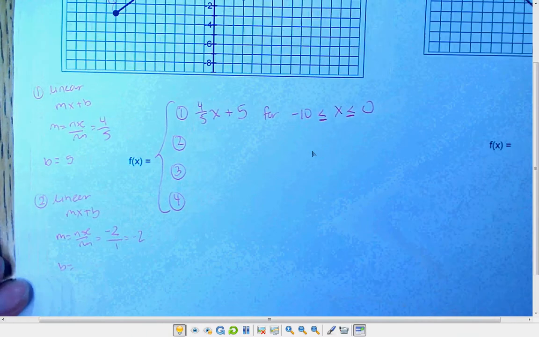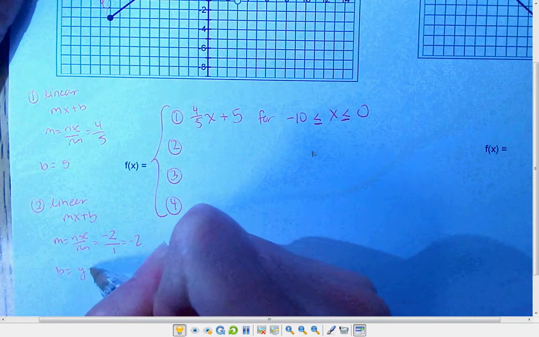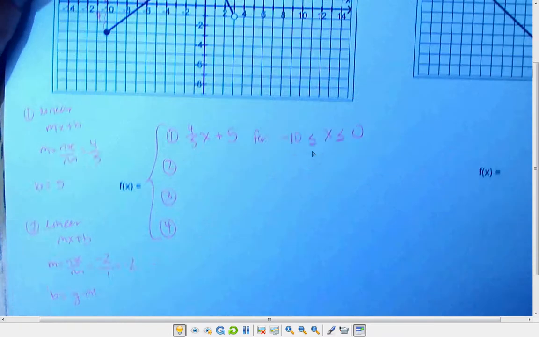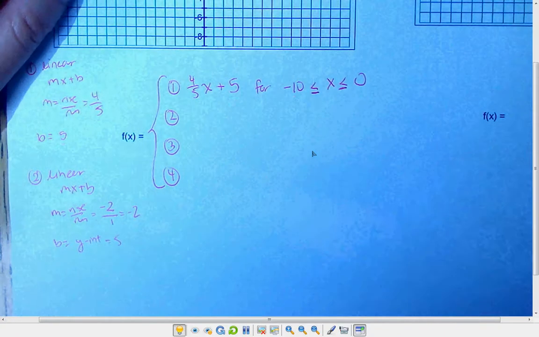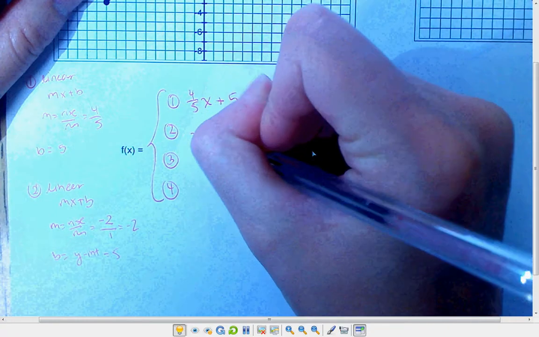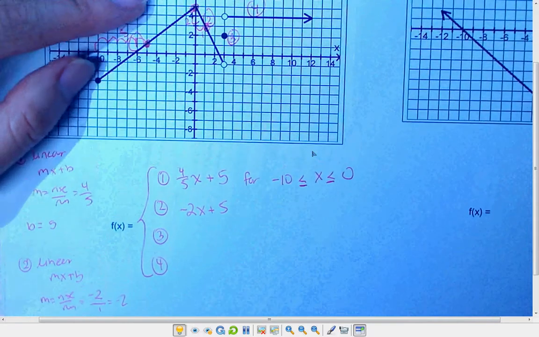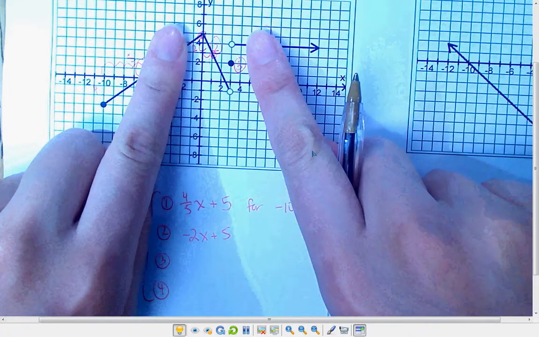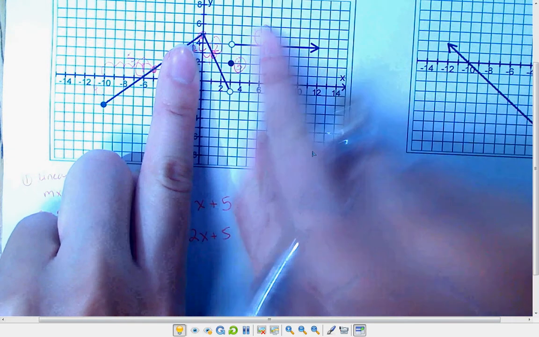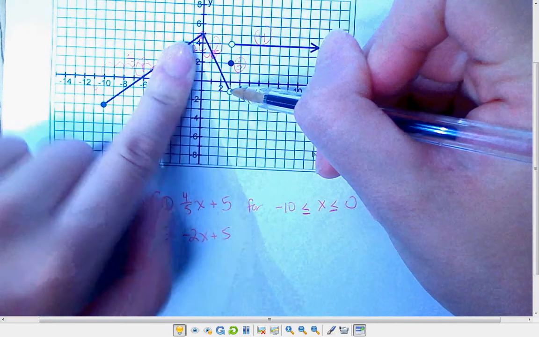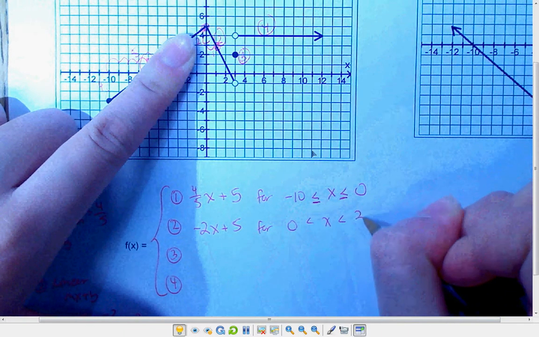My b value is still my y-intercept, and in this case, our y-intercept is also 5. So my equation is going to be -2x plus 5. Now let's look at this graph. What do we want our domain to be? We want it to be in between these two numbers right here. So 0, and this is ending at 3. So it's going to be between 0 and 3.